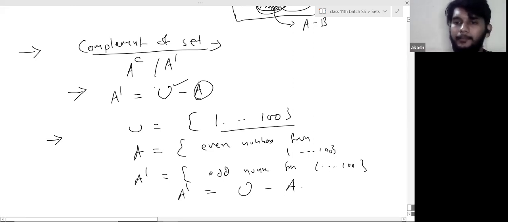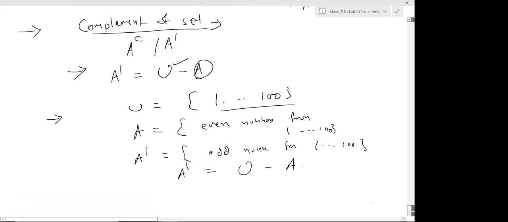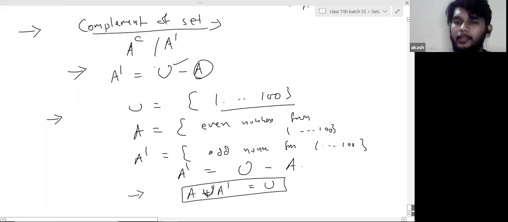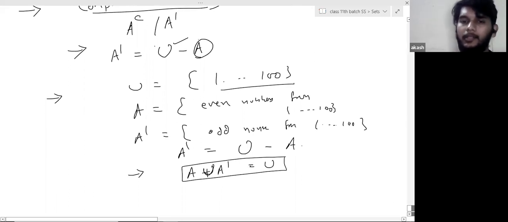Yes, sir. So we can say another way that A union A complement is always the universal set. If you put together A and A complement, that will give you the universal set. All of the elements will be there. Whatever is not in A will be in A complement.